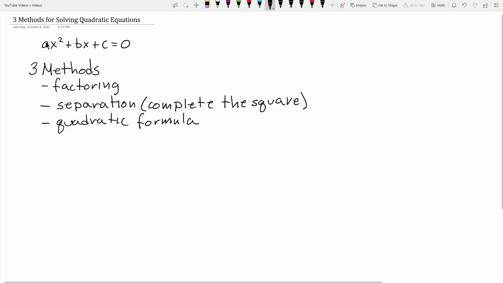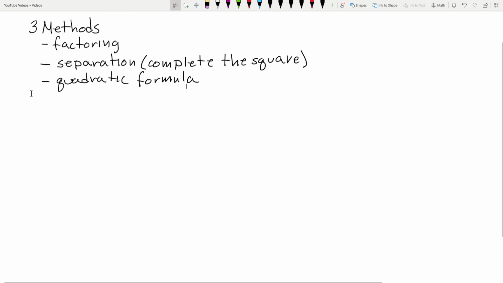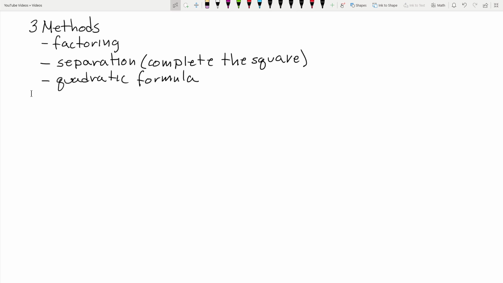Each method has its pluses and minuses. Factoring tends to be the go-to method, but not all quadratics factor. The other two methods will always lead you to a solution if the quadratic equation has a solution. All right, so factoring, because not all quadratics factor, there's a limited number of quadratics that this is going to work on. But if you have a quadratic that factors, this is going to be the way to do it. So I'm going to start with factoring.